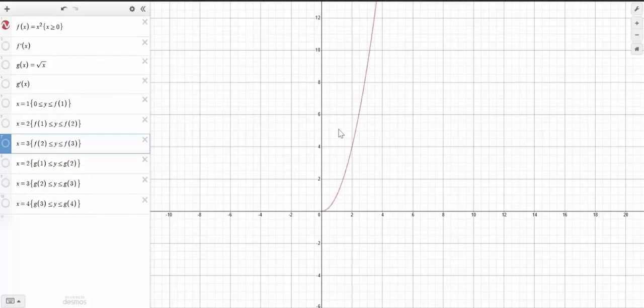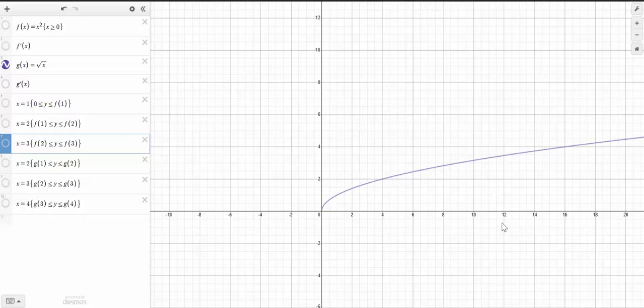f of x equals x squared on the interval 0 to infinity. Now, notice this function on that interval is always increasing. From left to right, this function's always going up. Now, the other function I want to use for this video is the square root of x. I'll call this g of x.